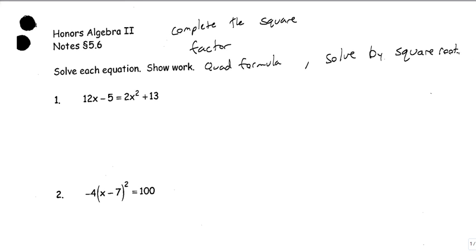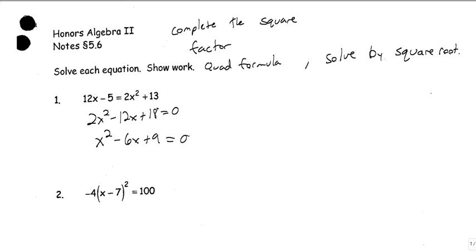So let's look at this first one. This is actually one we talked about yesterday. Let's get everything over to one side. You always want to set it equal to 0 first just to look at it. We get 2x squared minus 12x plus 18 equals 0. Again, if you can cancel anything out when you're solving, factoring you can't cancel, but solving you can. I'm dividing everything by 2, and I get x squared minus 6x plus 9.